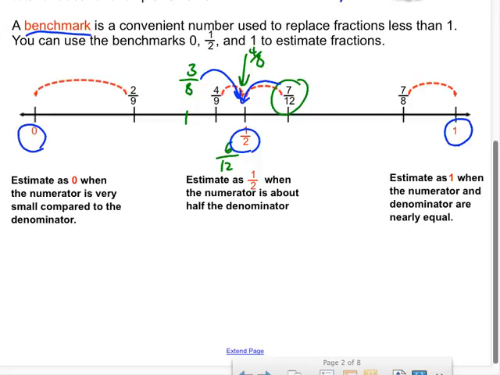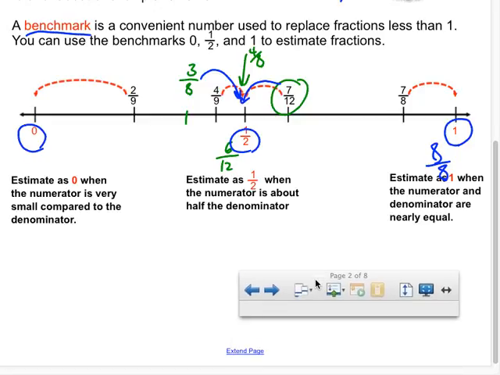And if you look at this fraction over here, 7/8, what would 1 whole be if I had a fraction with 8 in the denominator? 8/8, right? 8/8 is the same as 1 whole, right? So 7/8, they're almost equal. 7 is just a little bit less than 8. So we're going to say that that's almost 1 whole. Do you guys understand how we're using these benchmarks? And this is just to get an estimate. We're not getting an exact value. Okay, any questions before I move on?